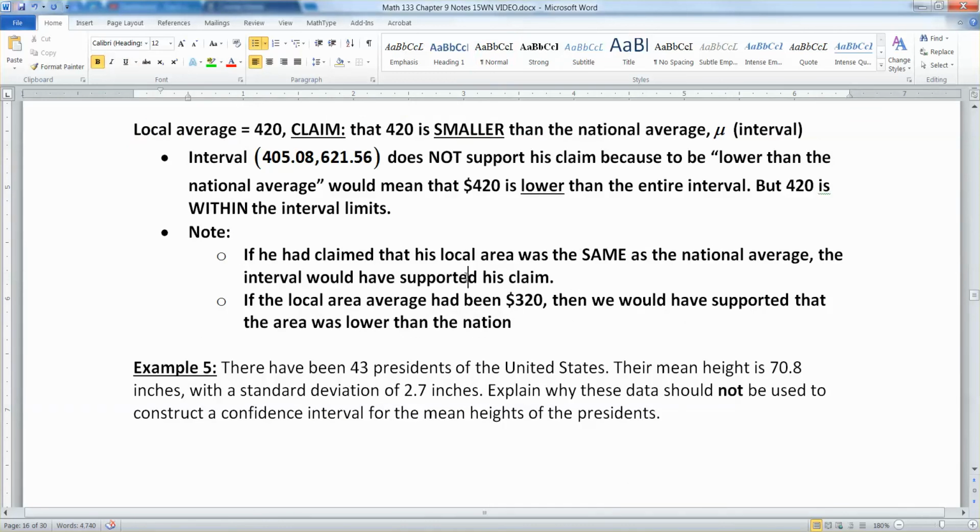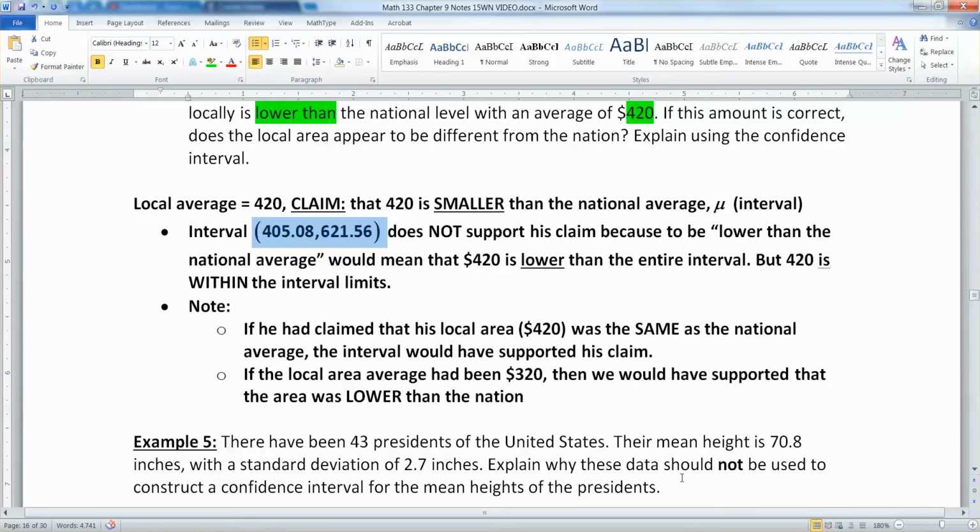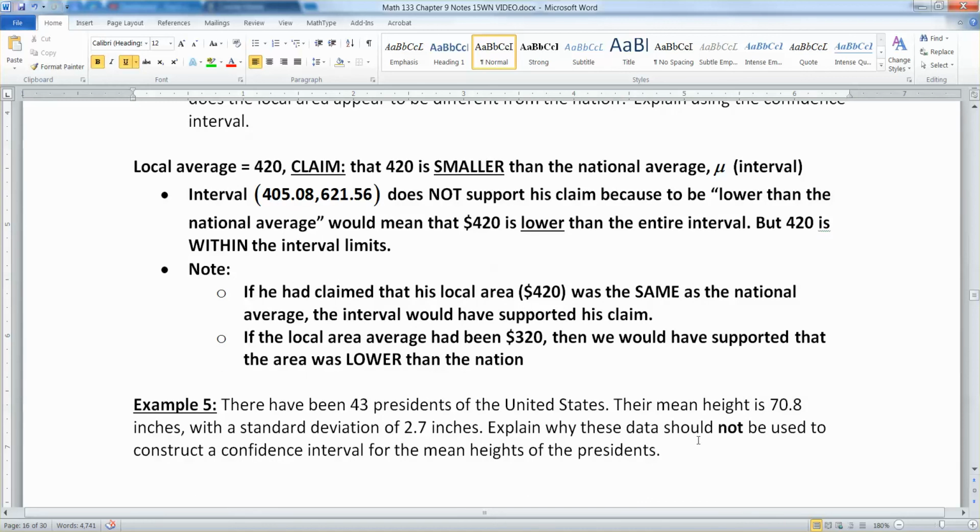All right, so I just added another one. If he had claimed that his local area, which was 420, was the same as the national average, I'm right on with them, I'd support that. If their local area average had been 320, then we would have supported that it was lower. But having 420 does not support lower because 420 is right in there. And we're done with that question. I'll stop right there and I'll pick up at the next example in the next video.